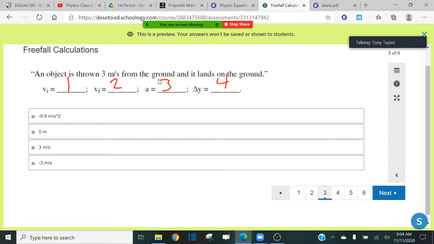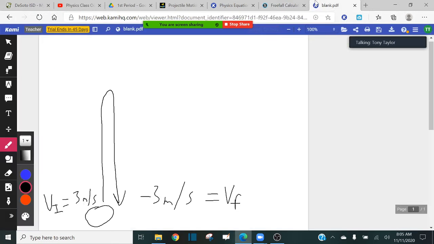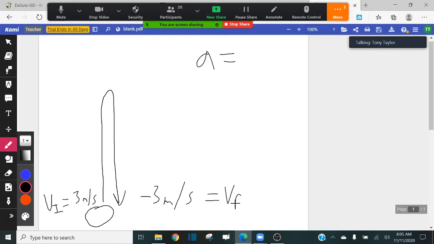Now, what else do we have to find? We have to say, what is our acceleration? What is the acceleration of the ball acting under gravity? You should know that. We've said that plenty of times. If we ignore air resistance, the ball's acceleration is just what? Yep.